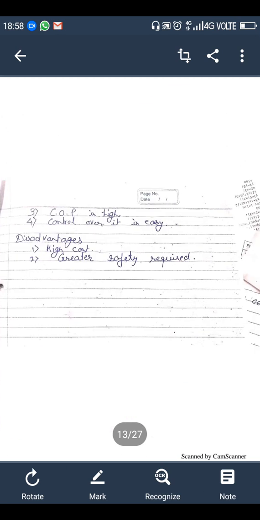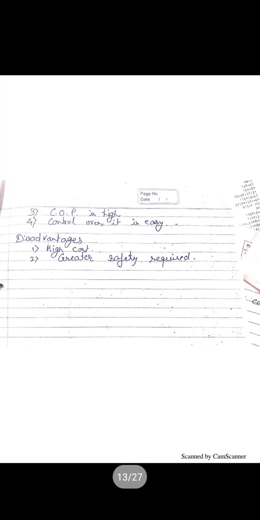Now again, the COP of the vapor compression cycle is high as compared to the Carnot, and control over the vapor compression refrigeration system is easy as compared to the Carnot cycle. The disadvantages of the vapor compression refrigeration system are that its cost is high and it requires greater safety.